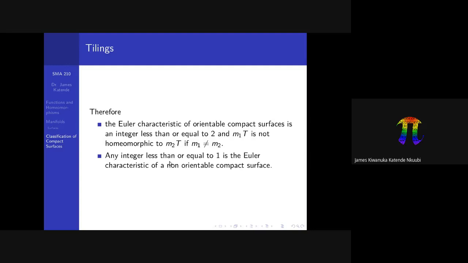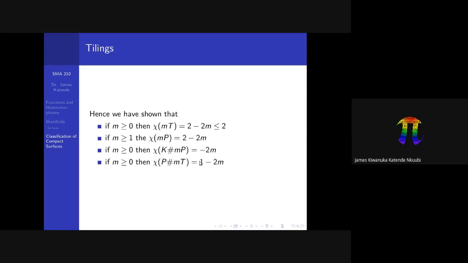Then the last conclusion that we can make is that any integer less than or equal to 1 will be the Euler characteristic of a non-orientable compact surface. So here, I think this may not be correct. It must be an even integer, if I'm not wrong, because if we are working with orientable compact surfaces, this is where we shall be. So this quantity can never be odd. So I should correct that in the slides.